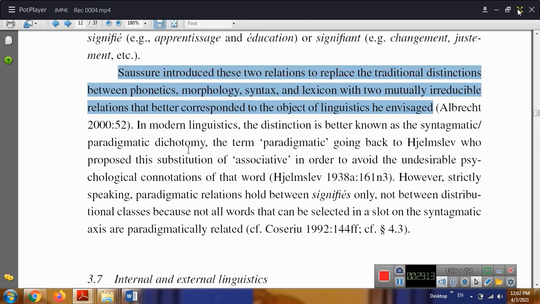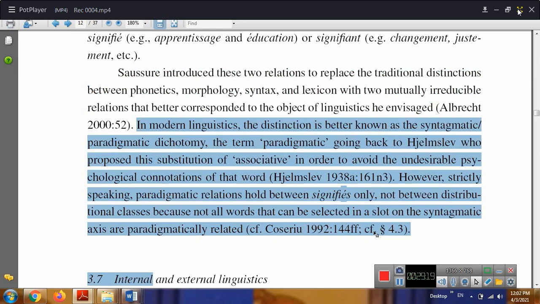In modern linguistics, the distinction is better known as a syntagmatic or paradigmatic dichotomy. Here it is important that I repeat it again. In modern linguistics, the distinction is better known as a syntagmatic and paradigmatic dichotomy. Instead of associative, we use paradigmatic. Dear student, paradigmatic relation and associative are the same. Paradigmatic means associative. When I tell you paradigmatic, I mean associative. They are the same. And now in modern linguistics, we use paradigmatic instead of associative. Therefore, we have the syntagmatic and paradigmatic dichotomy.